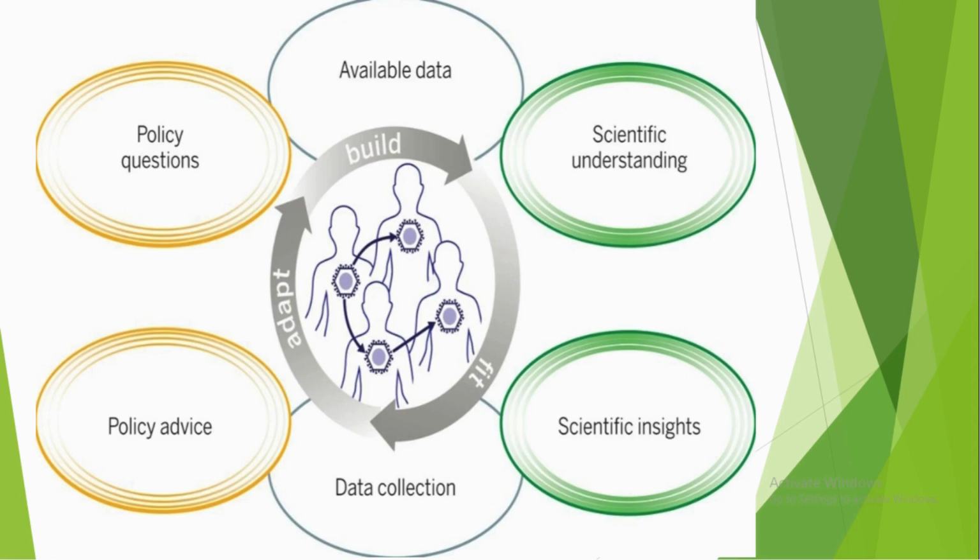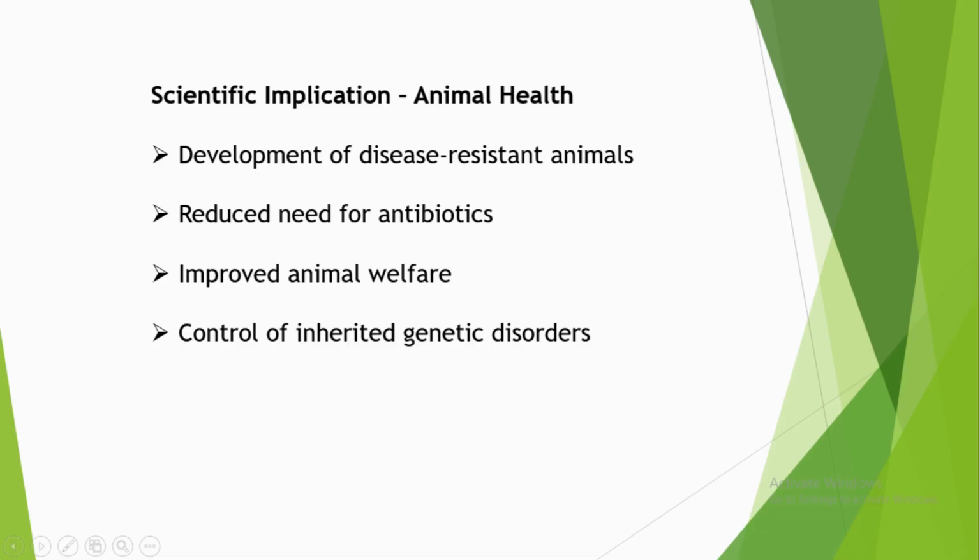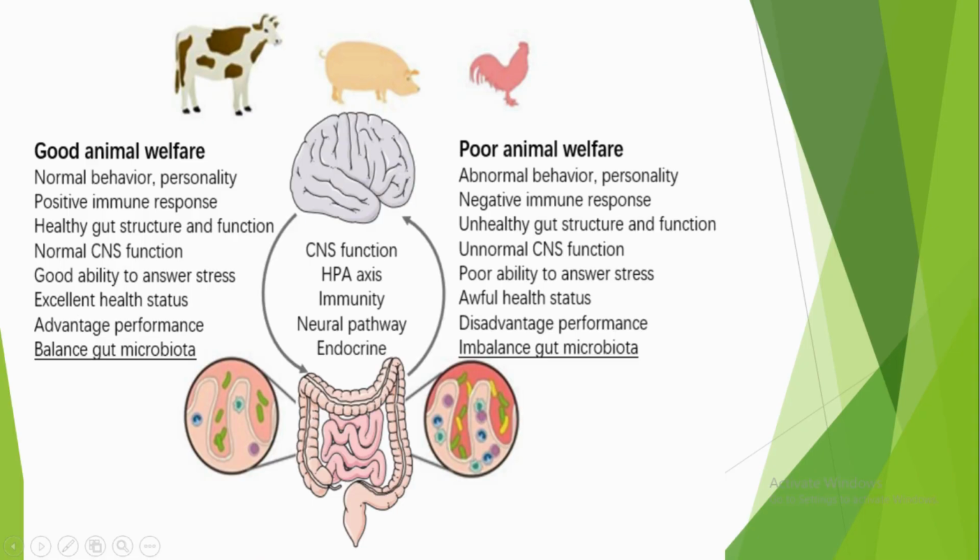This diagram shows the different data, understanding, insights, collections, policy, and the question. So in animal health, it has been observed for the development of disease resistant animals to reduce the need for antibiotics, improve animal welfare, and control inherited genetic disorders.